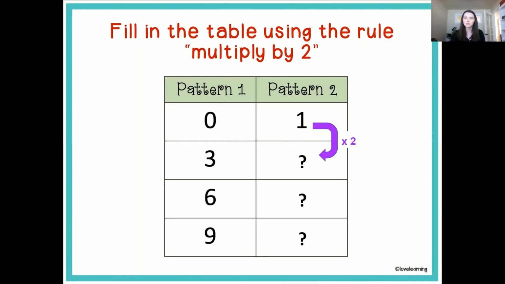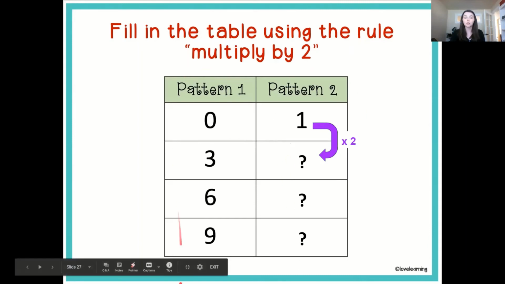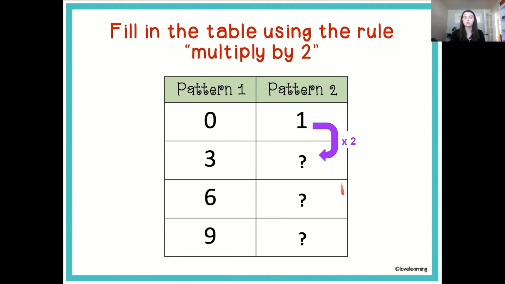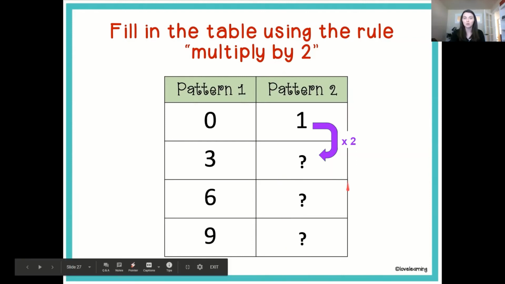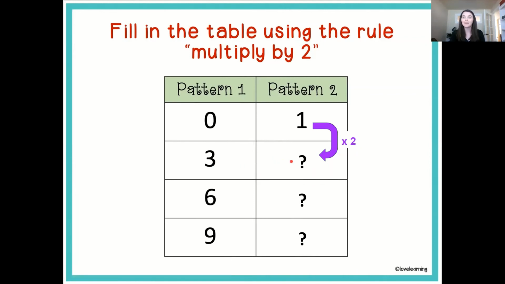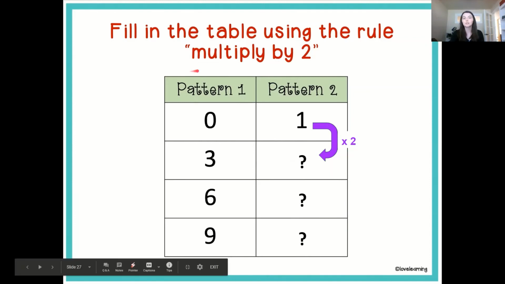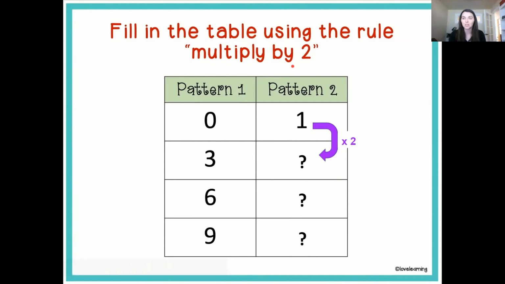So I want you to notice something before we start the second pattern in our table. Pattern number 1 for this column in our table has a totally different rule than pattern number 2 in the second column of our table. These 2 columns do not have the same rule, and that's okay. All right, so they're telling us that the rule for pattern number 2 is to multiply by 2 each time.